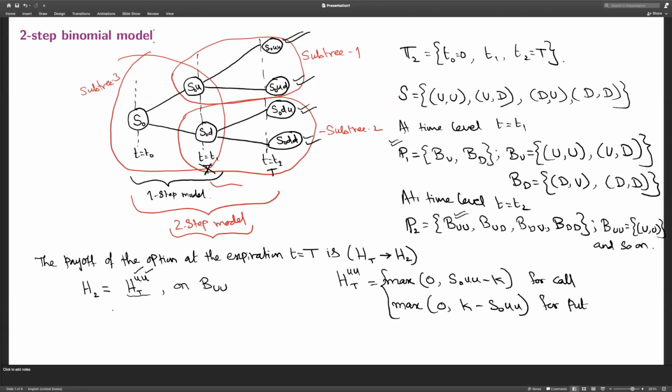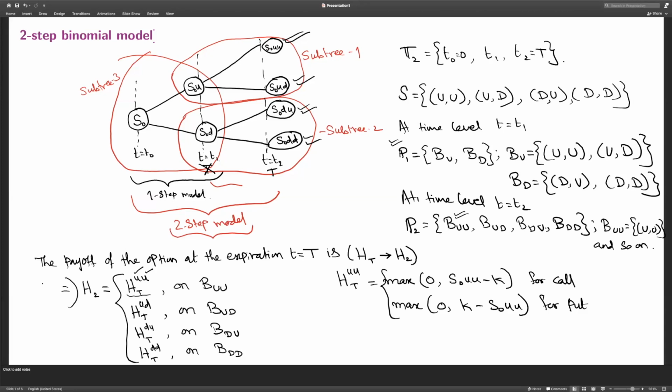Coming back to the expression of H2, you have HT, you can also put as H2 here, HUD on BUD. Similarly, you have HDU on BDU, and finally you have HDD on BDD. So this is how your payoff is given.